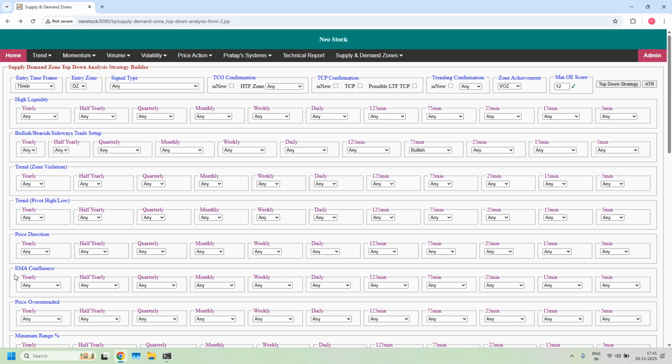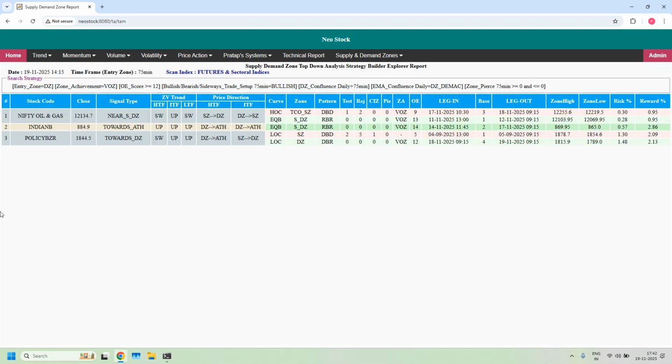Again, I am applying second filter, that is daily demand zone having daily EMA confluence. Because daily trend is uptrend and entry time frame 75 minutes demand zone overlapped inside the daily demand zone. We got 3 stocks. So these 3 75 minutes demand zones might be having more high probability to get success, provided lesson 20 checklist items are satisfied. Otherwise, higher chances of zone violation.